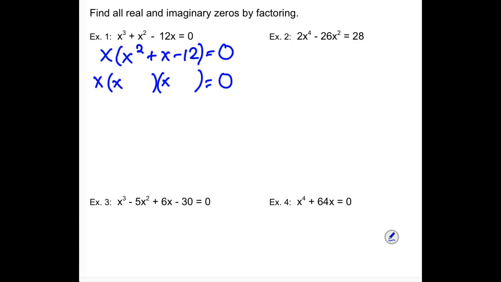So looking at factors of negative 12, we can use 1 and 12, 2 and 6, 3 and 4, with one of them negative. Since we are looking for a positive 1x in the middle, I'm going to use a positive 4 and a negative 3. And remember, you can always check that by foiling it back out. We then set each of our factors equal to 0.